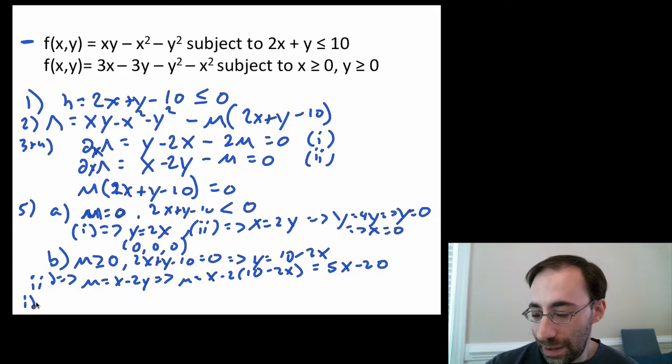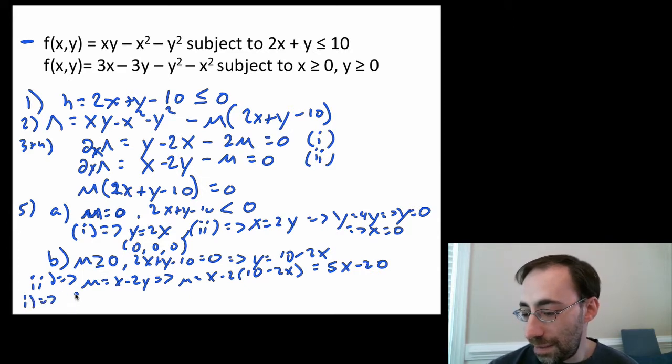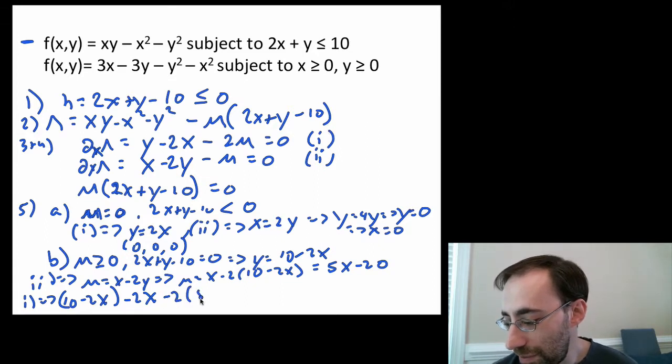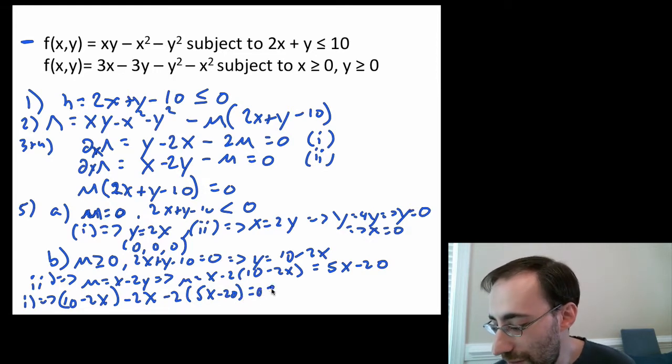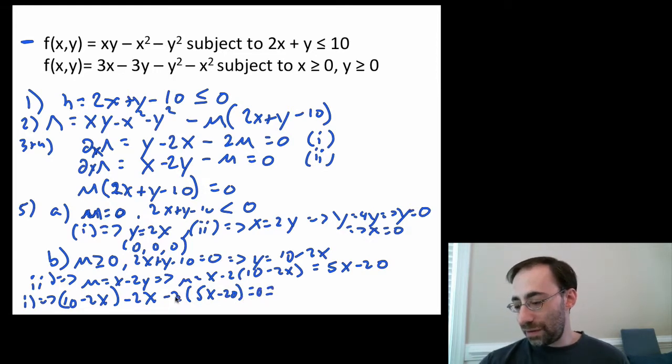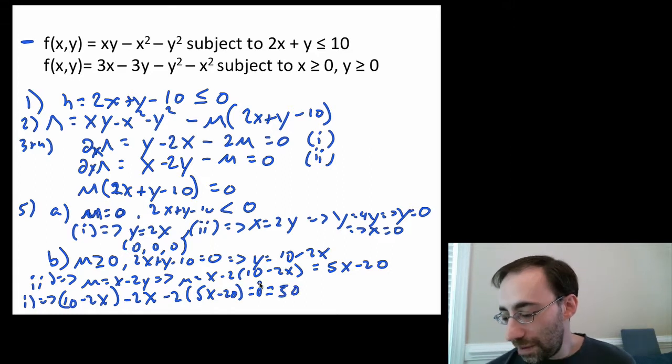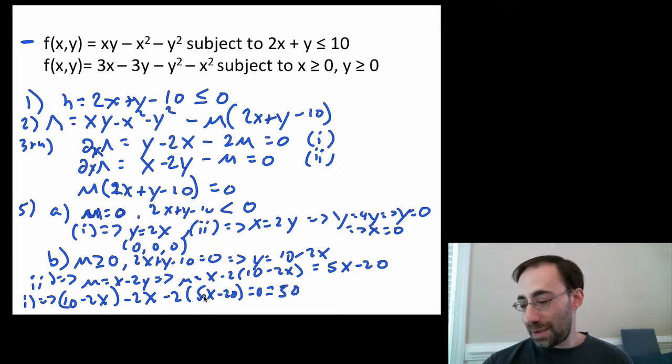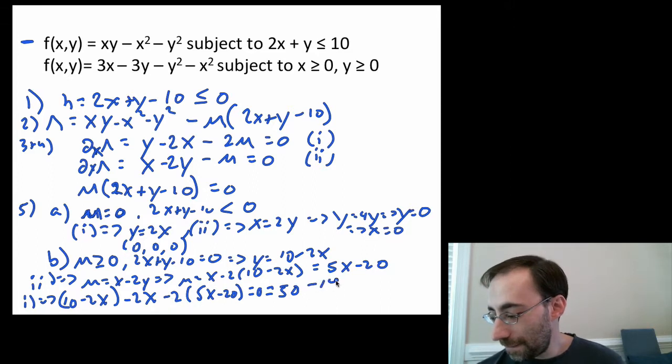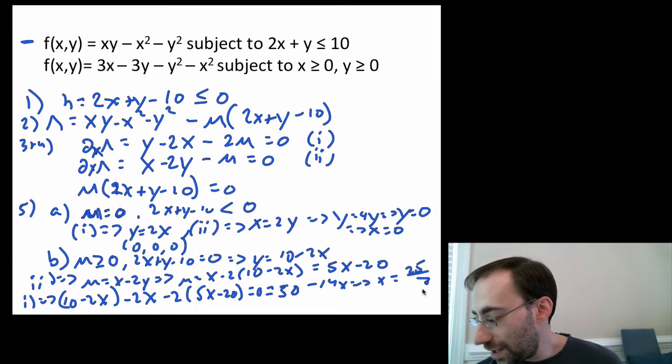And therefore 1 implies, we plug in for y, we get 10 minus 2x, that's y. Then we subtract 2x for the x, and 1. And then minus 2 mu, mu is 5x minus 20. That's going to equal 0. That whole thing, we have a 10 over here, we have a 40 over here, that's 50. We have minus 2x, minus 4x, minus 14x. That implies x equals 50 over 14, or 25 over 7.